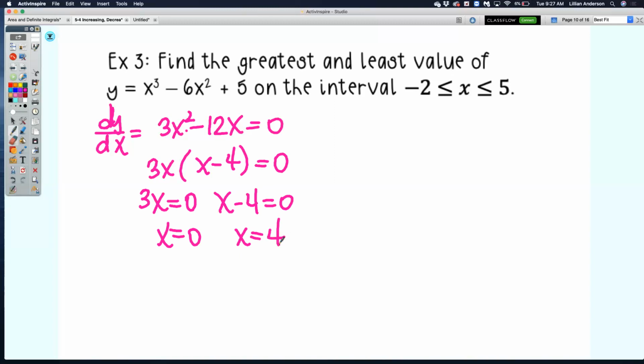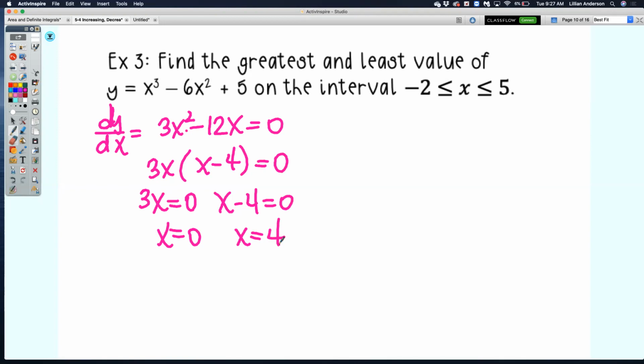And these are my crucial points here, okay? Now the thing is that it's asking me to find my greatest value and my least value. So that means on the original function, which one of these x values is going to give me my largest y value and my smallest y value. I'm not necessarily concerned about if it's a maximum or a minimum, because if I were to plug these values into my original, it's going to give me a large value or a small value, okay?